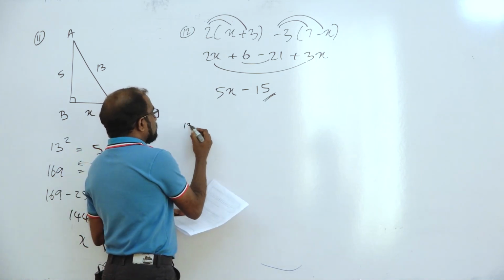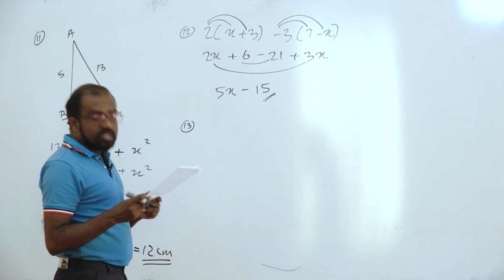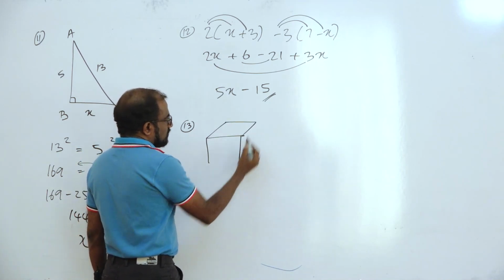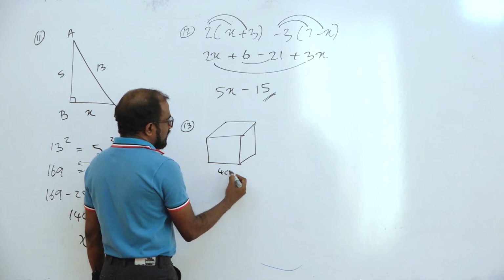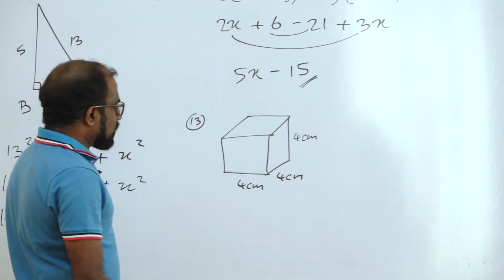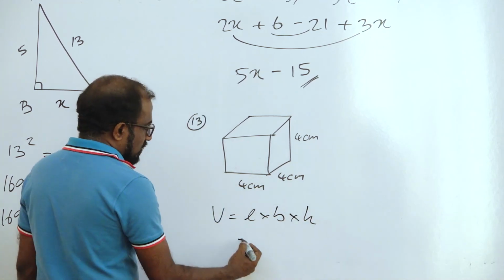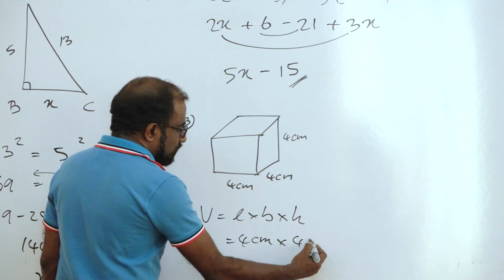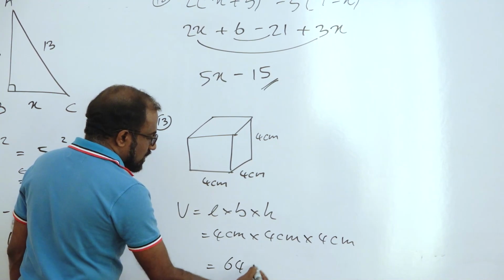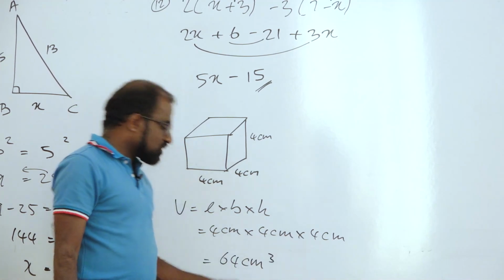13th question. Find out the capacity of the given vessel in milliliters and liters. What is the vessel given? It's a cube. Length 4 centimeters, breadth 4 centimeters, height 4 centimeters. So how can you do this one? We know the volume of a cube is length into breadth into height. 4 centimeters, 4 centimeters, 4 centimeters, and our volume is 64 cubic centimeters. 4 times 4, 16, 16 times 4, 64.